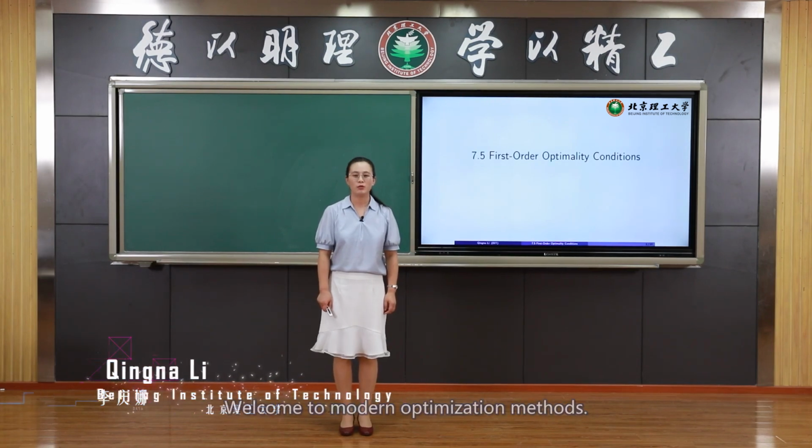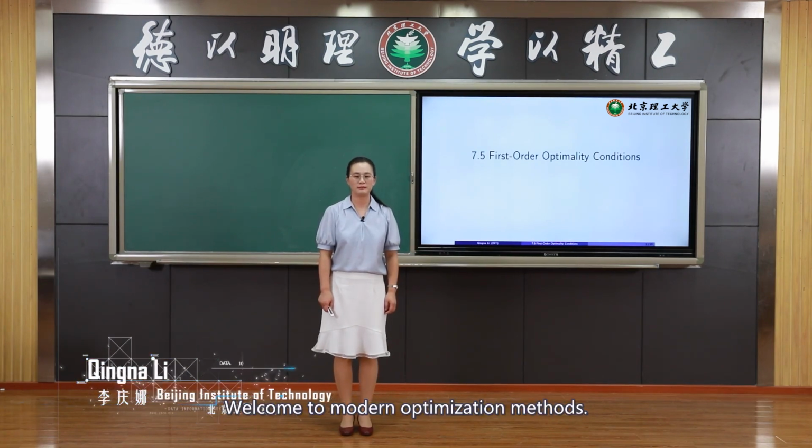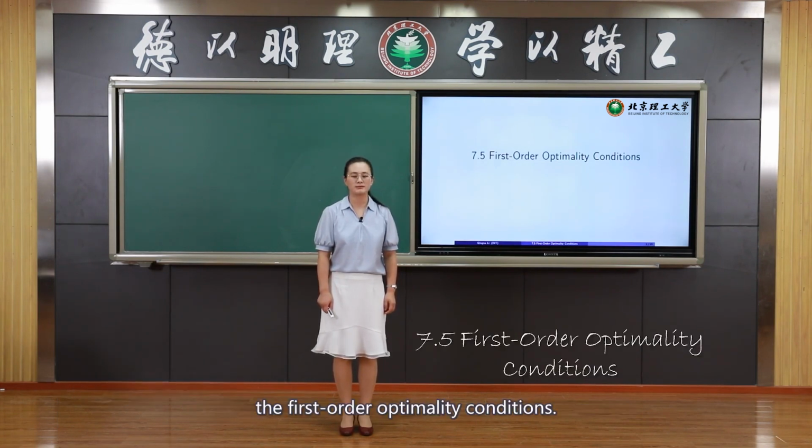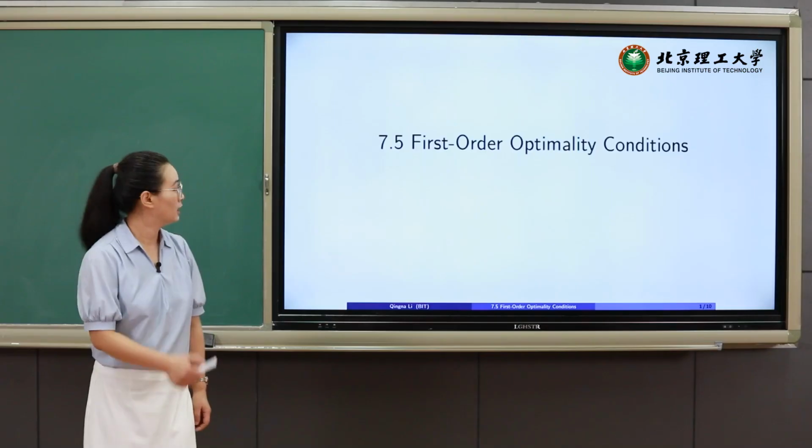Hi everyone, welcome to Modern Optimization Methods. Today we will introduce the fifth part of Chapter 7, the first-order optimality conditions.